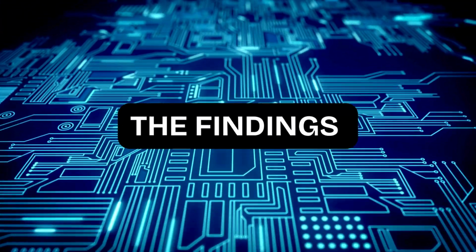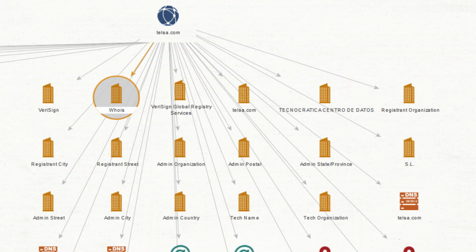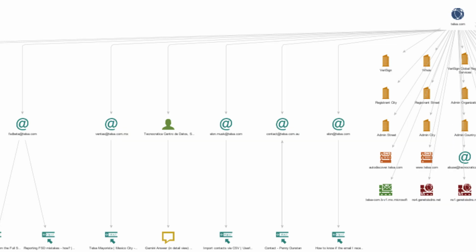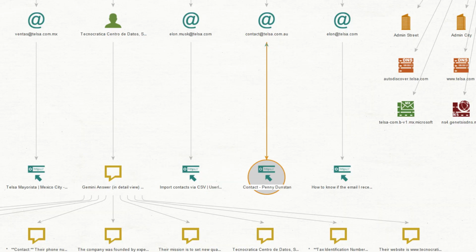Starting with what I found, I began by looking at the main domain, tesla.com. From there, I was able to see connected assets like subdomains, public documents, and employee email patterns. One important thing I noticed was that employee emails seem to follow a consistent format. This means it would be easy for someone to guess other employee emails just based on that pattern, which increases the risk of targeted phishing attempts.